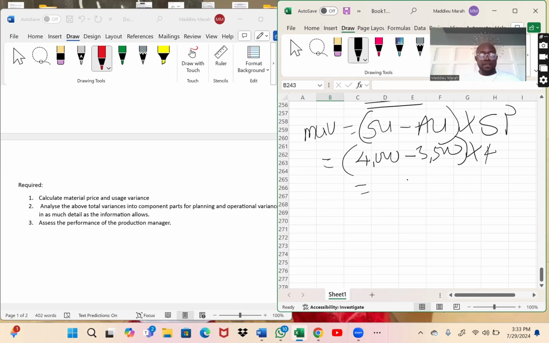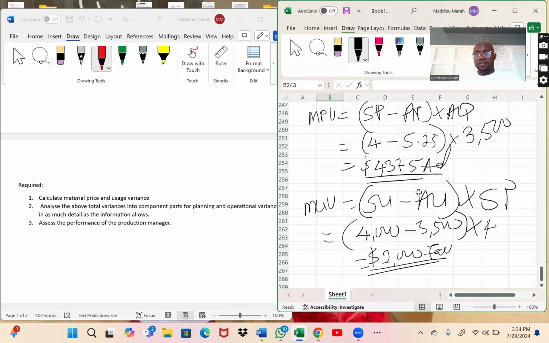So what would be our variance here? Our variance here is favorable. Very good. Standard usage is 4,000. Actual usage, we actually use 3,500. So we have 500 variance, and in dollar terms at 4 gives us 2,000. 2,000 favorable variance. Okay. So we are done with the basic variance.